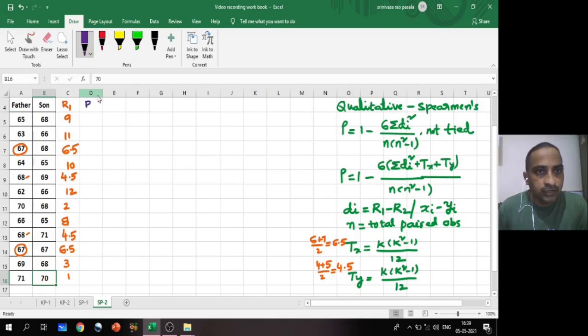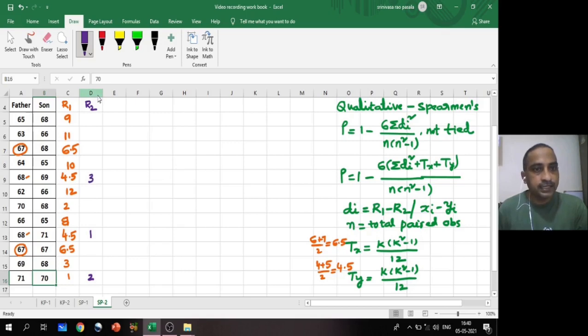So I have to notate it R2, right? In this, the highest value is 71. That's why I have given rank 1. After 71, the next highest is 70. So I have given rank 2. After 70, the next highest marks is 69. So 69 is there. So I have given rank 3, right?